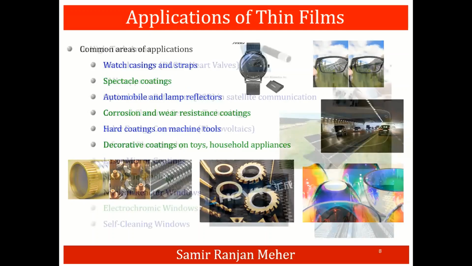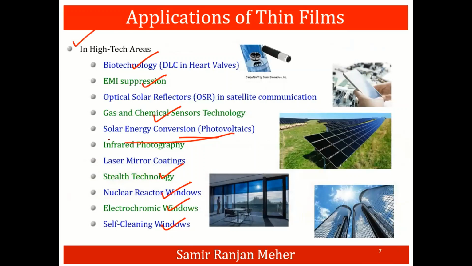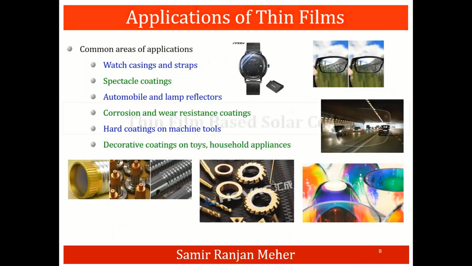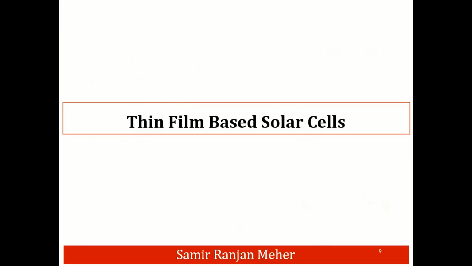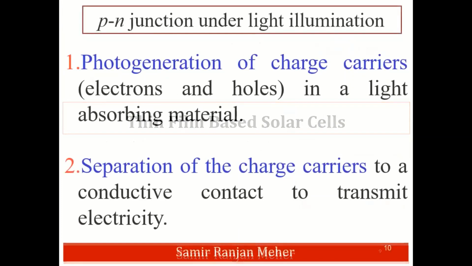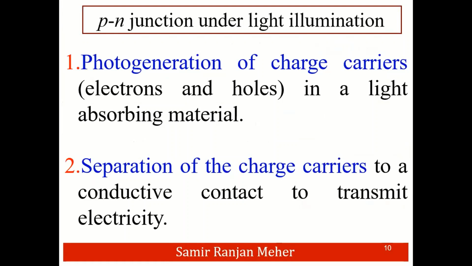But for today's talk, I will be focusing on thin film based photovoltaics, where we convert solar energy to electrical energy. So let me give a brief introduction to solar cells, and then I will switch over to thin film based solar cells. All of us know that solar cells basically convert light energy to electrical energy, and the basic structure in the case of thin film based solar cells contains a PN junction. And the PN junction is used for the separation of the charge carriers which are produced by the light.